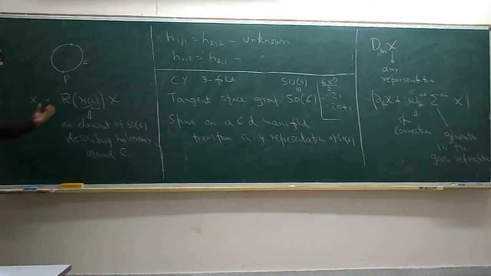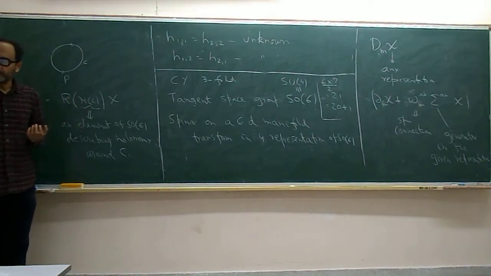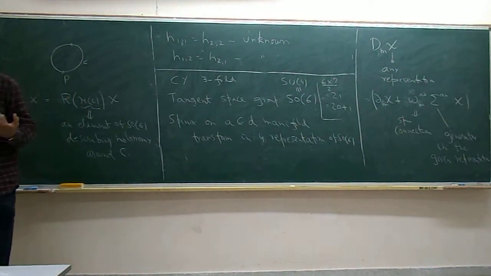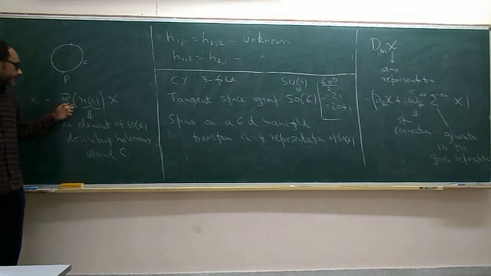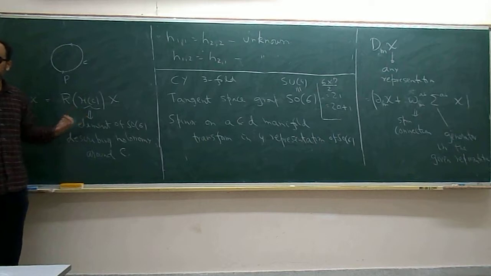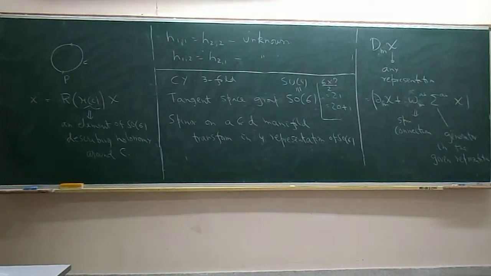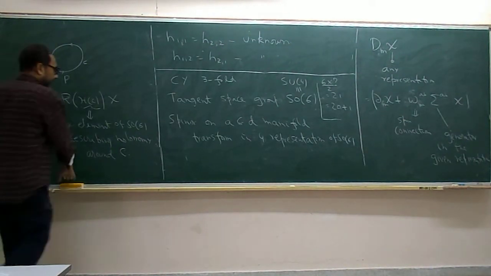Now we know that on a Calabi-Yau with Ricci flat metric, H of C belongs to an SU(3) subgroup of SO(6). Right? Calabi-Yau manifolds with Ricci flat metric have SU(3) holonomy. So what you are looking for is a representation of SO(6), but the SO(6) group element belongs to an SU(3) subgroup. Is this clear?